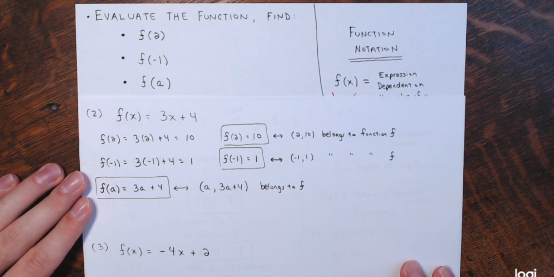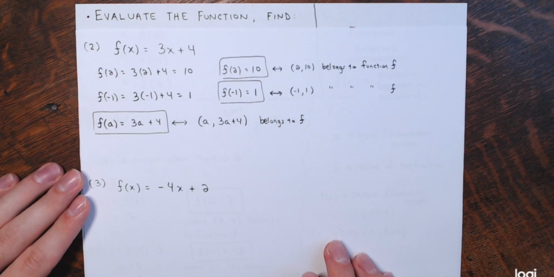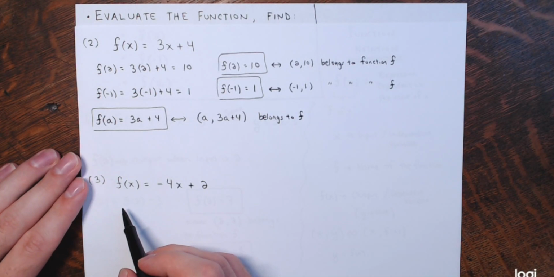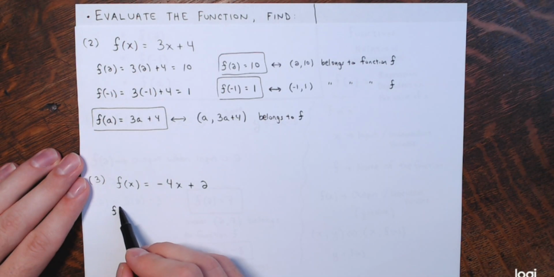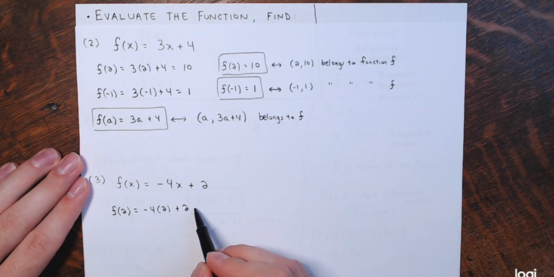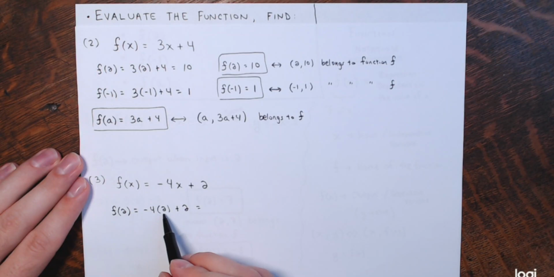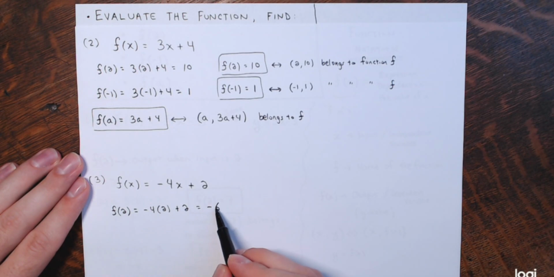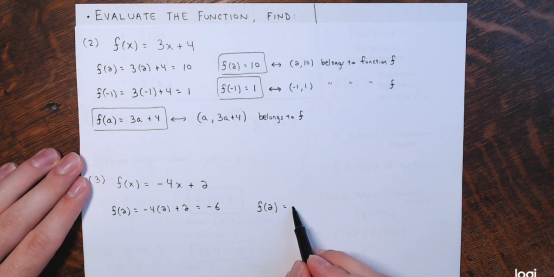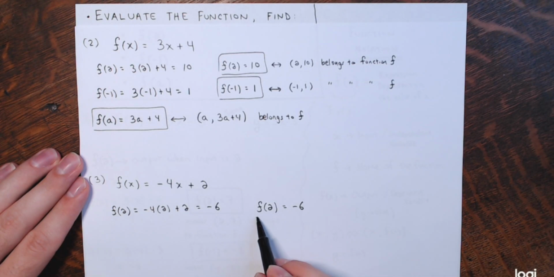Okay, example 3. Example 3, same three values, same instructions. The value of f at 2 is negative 4 times 2 plus 2. That's negative 8 plus 2, which is negative 6. So the value of f at 2 is negative 6. That's all they're asking for, negative 6.